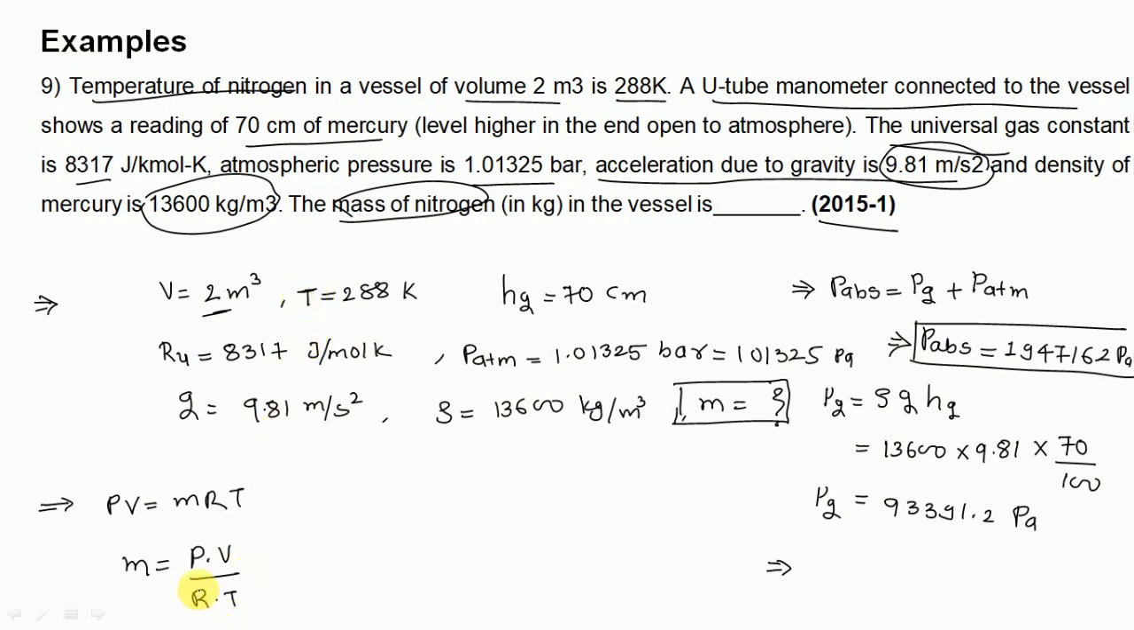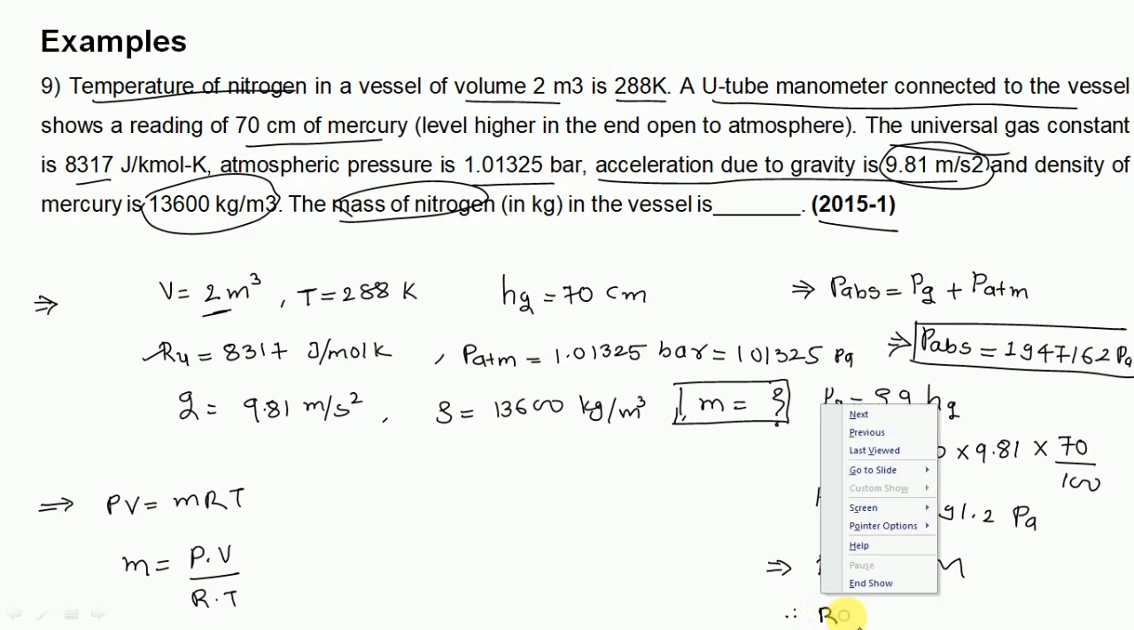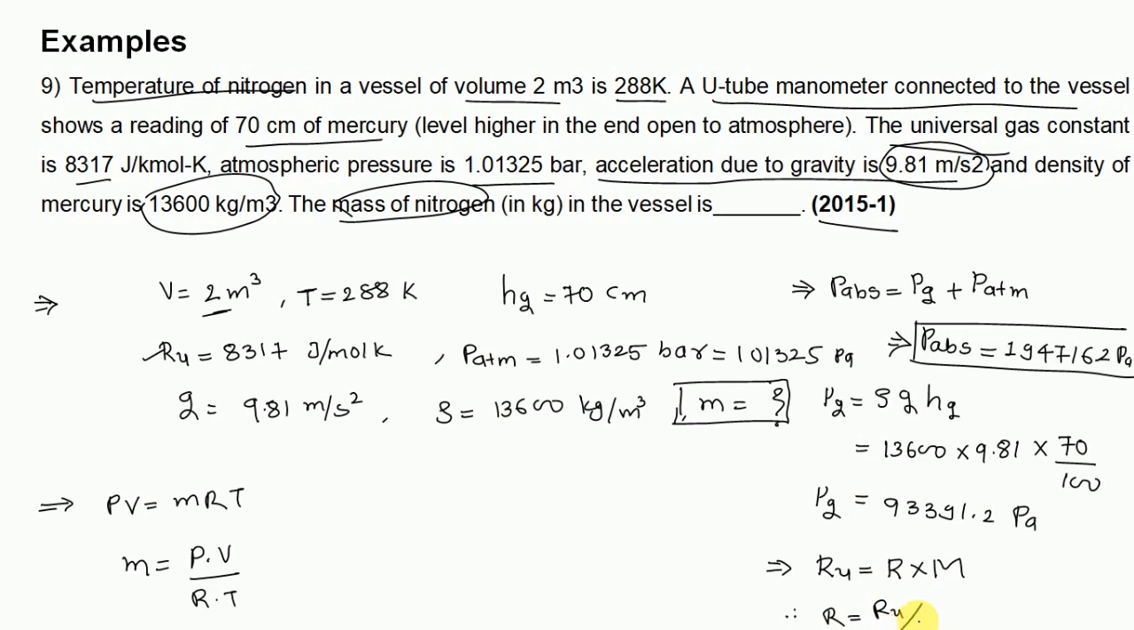But the problem is R, because here R is not given, but the given value is Rg. So here we know the universal gas constant Rg is defined as the product of the gas constant R into the molecular mass m. If you want to find the value of R from this equation, it is Rg by m. What is Rg? Rg is given, 8317.